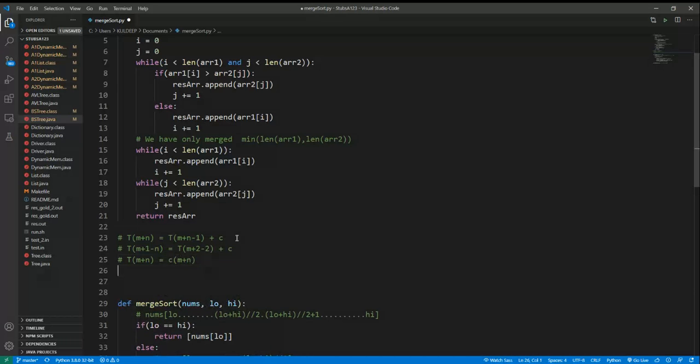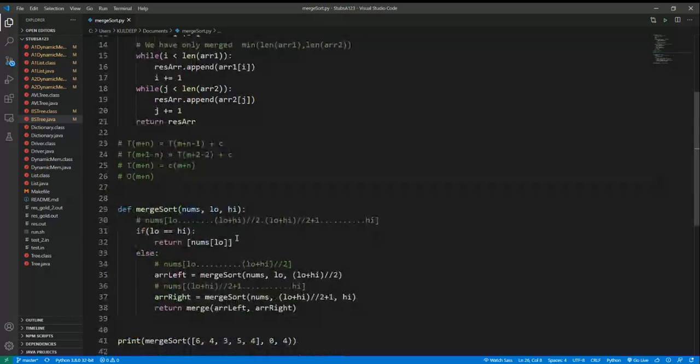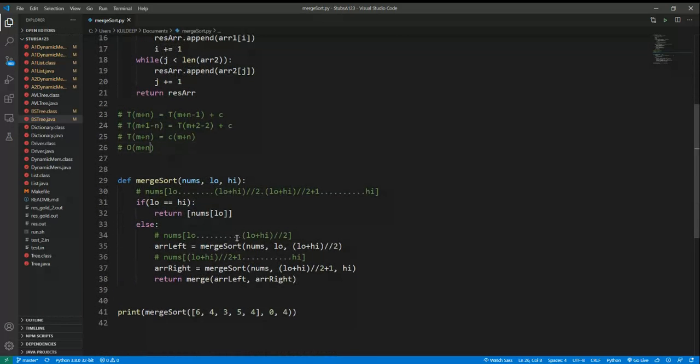And if you ask me for the time complexity in big O notation, then it will be of order of the minimum, or you can say the maximum. Actually, both will work. It doesn't matter. Or you can simply say order of m plus n if you don't want to go into minimum and maximum. So this was about merge, right?